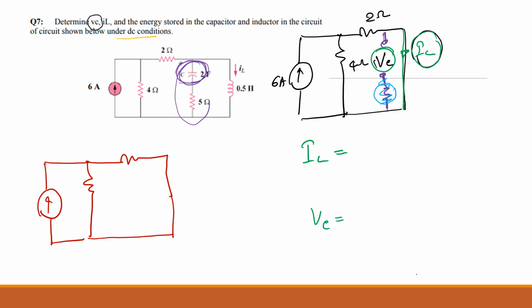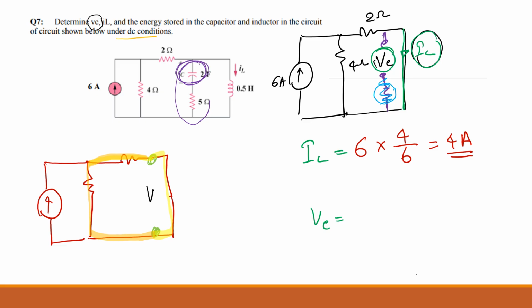What is the current IC? IL, sorry. 6 times 4 divided by 6, which is 4 amps. Is that right? And the voltage VC? How the voltage across these 2 points? You can do in many ways. Okay. So your voltage can be this. It's the voltage. Or else you can find the voltage across these points. But both the ways you should get the same voltage. So what should be the voltage?